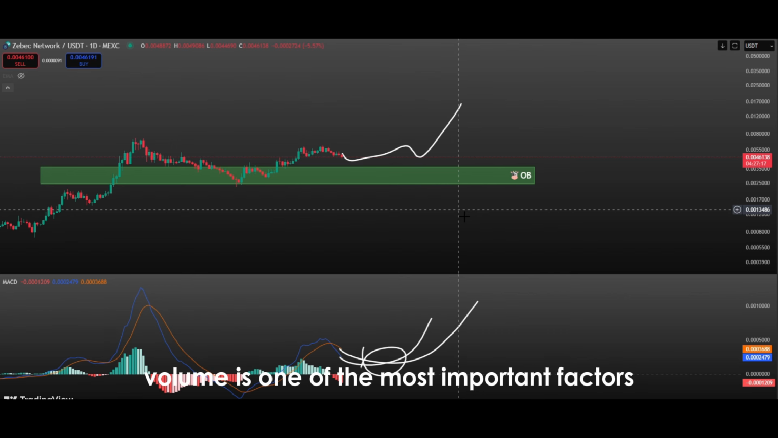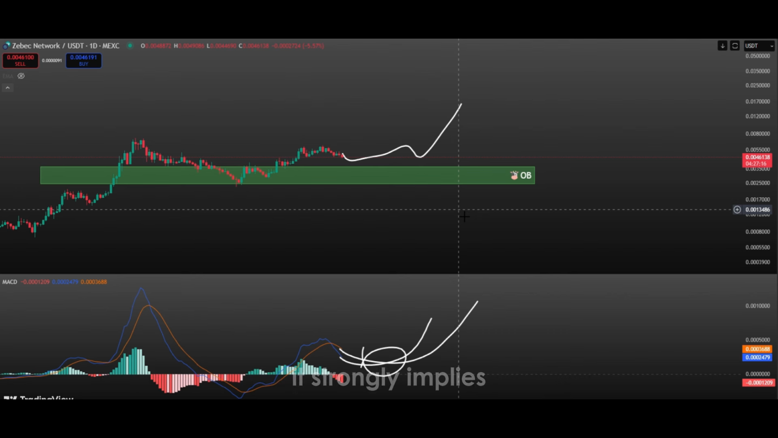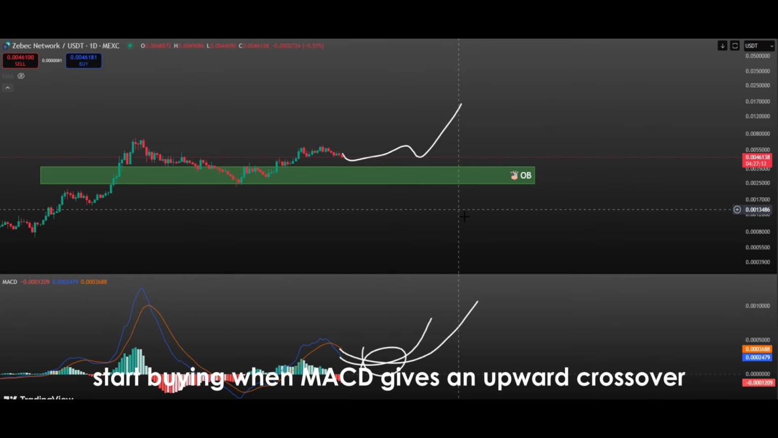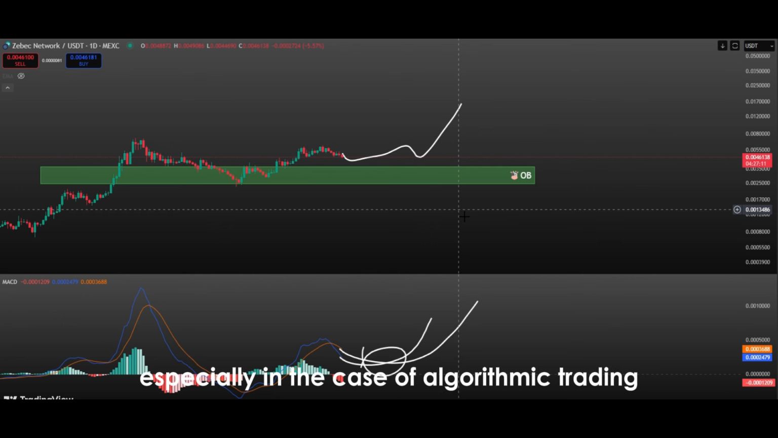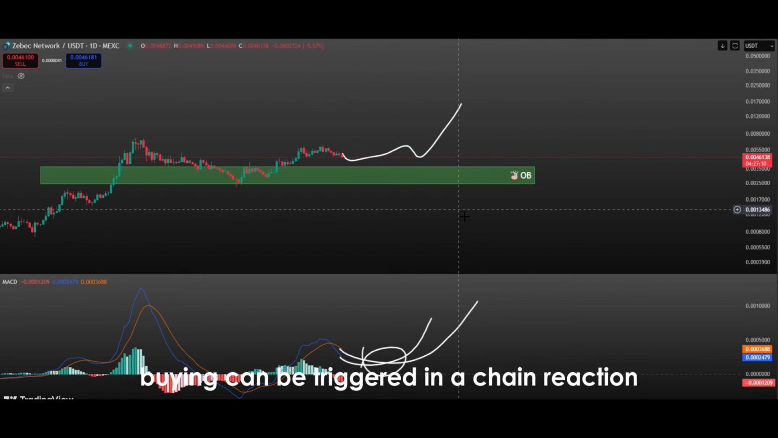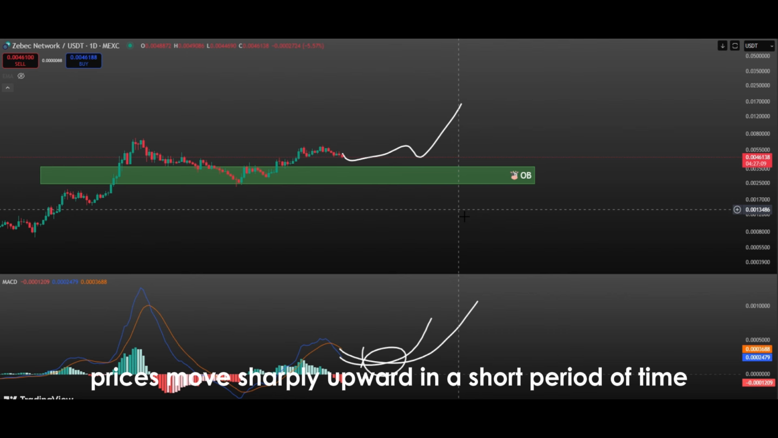Volume is one of the most important factors confirming the MACD signal. That is, if an upward crossover occurs and trading volume also increases at the same time, it strongly implies that new buyers are entering the market and prices are likely to rise. The rapid increases we call pumps usually occur when market participants collectively start buying. When MACD gives an upward crossover, many traders see this signal and open positions simultaneously. Especially in the case of algorithmic trading bots and automated buying systems that follow these signals, buying can be triggered in a chain reaction. As a result, prices move sharply upward in a short period of time.